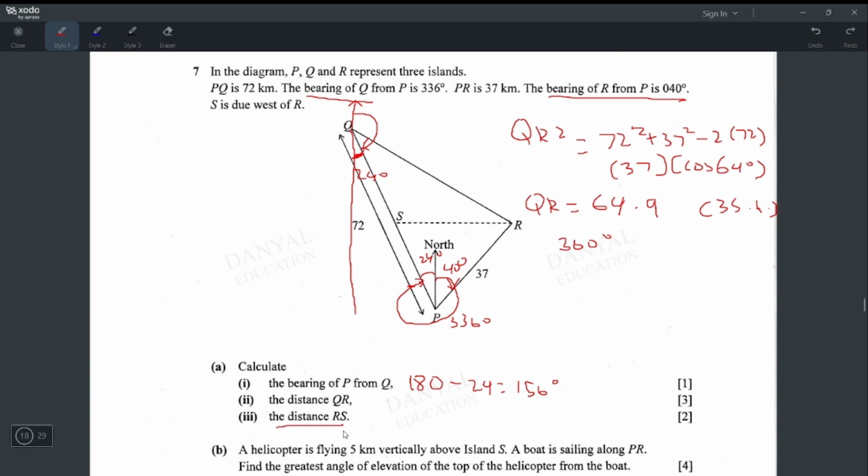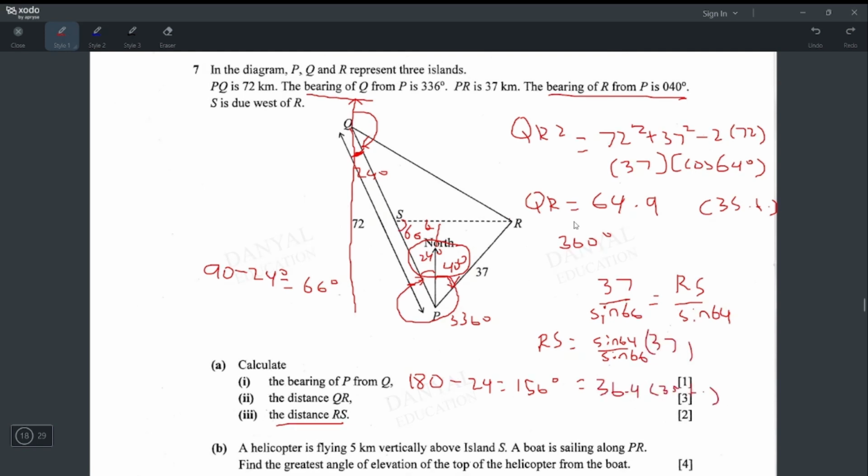Okay, so now we want to find the distance RS. And to do this, we can use the sine rule. So firstly, we want to find the angle right here, which is calculated from 90 minus 24 degrees, because this is a right angle triangle. So this will be equal to 66 degrees. And now we can use the sine rule that 37 over sine 66 is equal to RS over sine 64, which is the one right here. So RS is equal to sine 64 over sine 66 multiplied by 37.